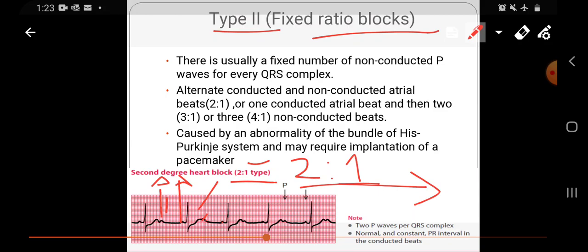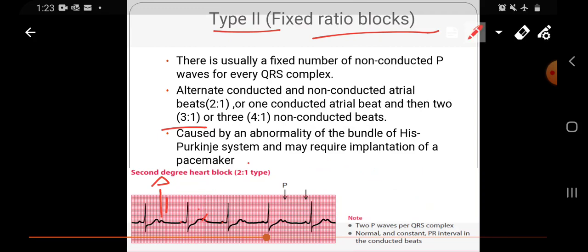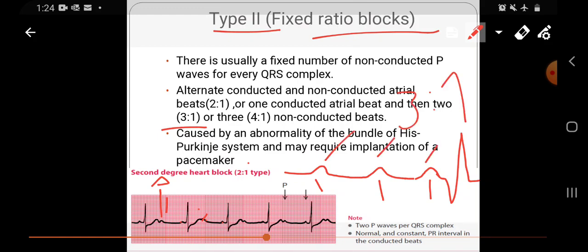Now when we say the pattern is 3 to 1, it means we have 2 P waves. Let's draw it like this. When we say the pattern is 3 to 1, it means we have a P wave that is not conducted, another P wave that is not conducted, and then a third P wave that is conducted and is followed by a QRS complex. So when we say 3 to 1, we have 2 waves that are not conducted and then 1 is conducted. So it's like we have 3 P waves for every QRS complex. It is 3 to 1. So this is type 2.